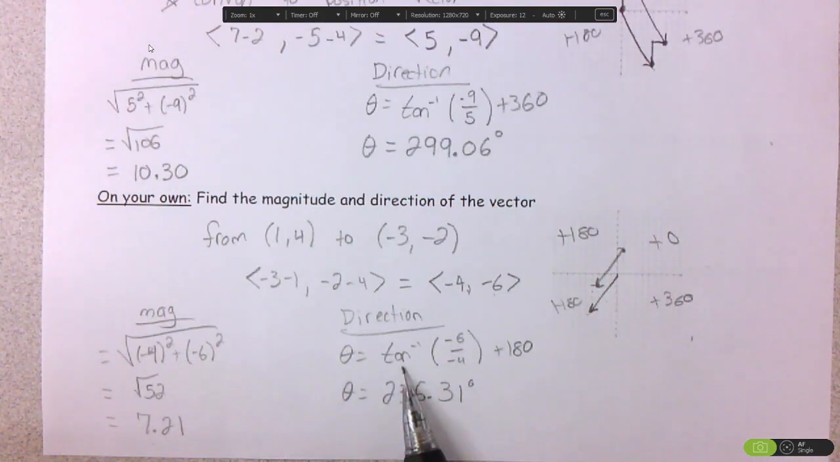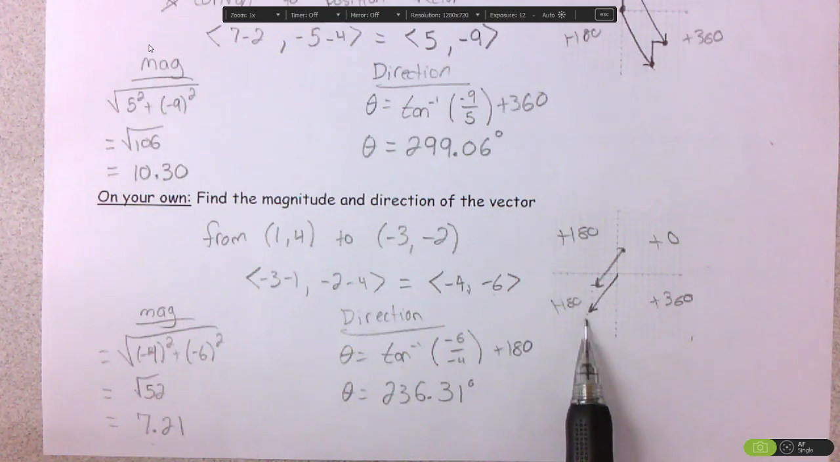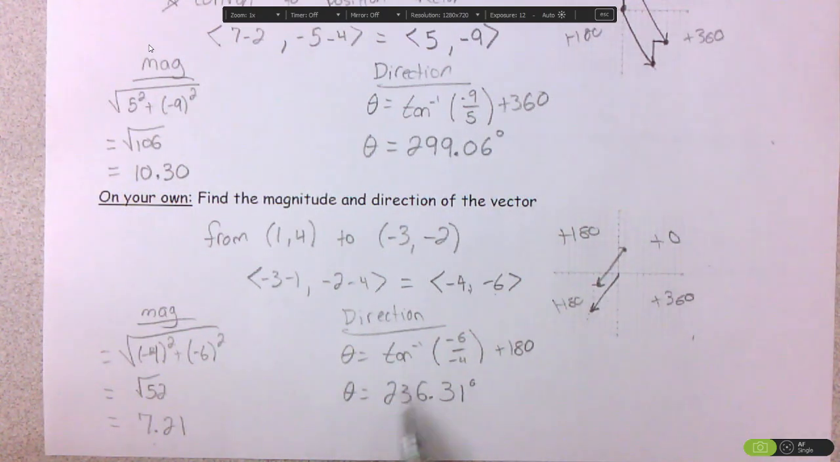When we do the inverse tangent for the direction, we have to add 180 because we are in quadrant 3, which makes sense because 236.31 is between 180 and 270, so we know we added the correct amount. So the magnitude is 7.21, and the direction angle is 236.31. Make sure you are completing the homework assignment for this, and then please reach out if you have any questions.